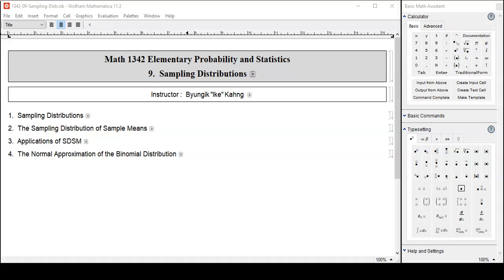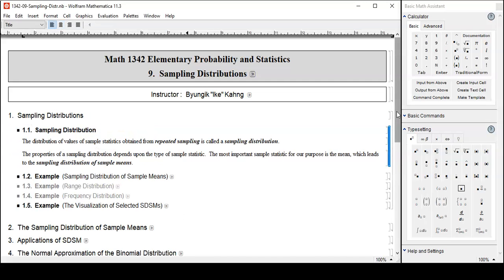Hello students, here's lesson 9, sampling distribution. The sampling distribution is the distribution of values of sample statistics obtained from repeated sampling.